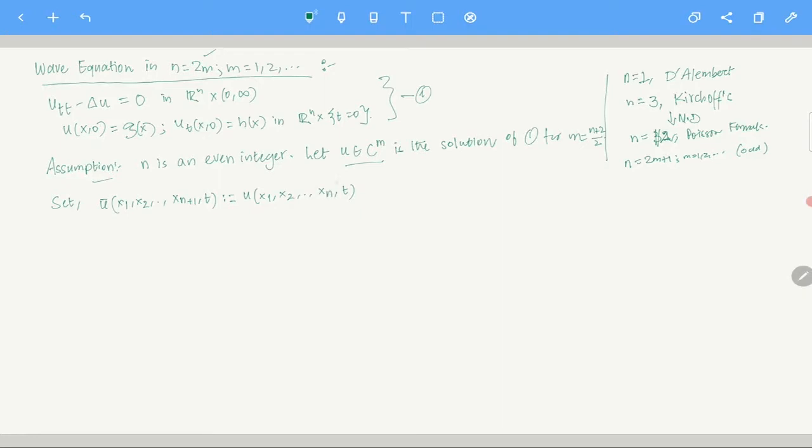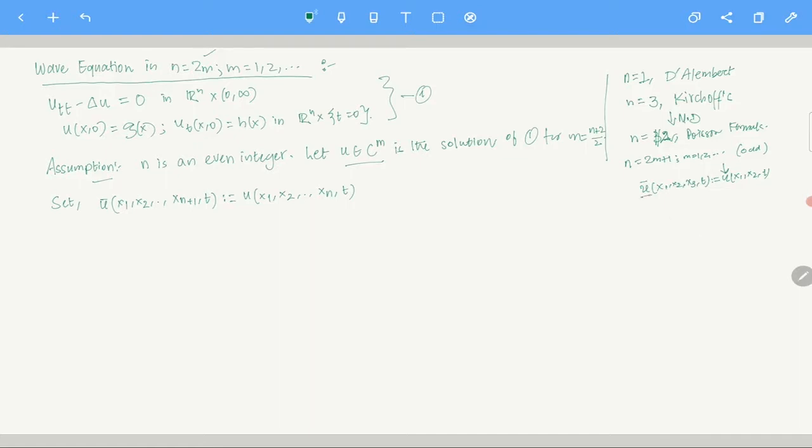You remember when we went from 3 dimensions to 2, we wrote it like this: u bar of (x1, x2, x3, t) was u of (x1, x2, t). This u we already know. When we were solving for 2 dimensions, we assumed that we know the solution in 2 dimensions, which is given by u.